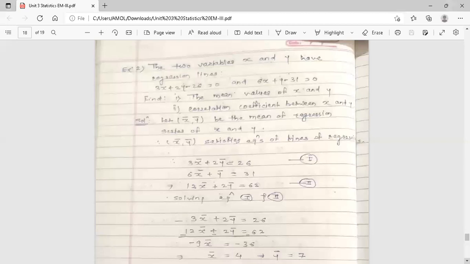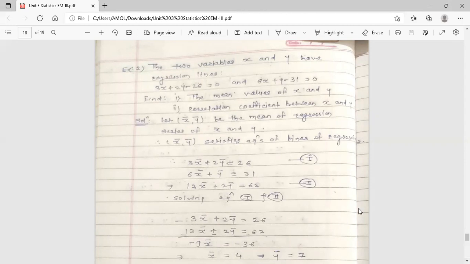See how to calculate the mean values and the coefficient of correlation from regression lines. In the previous lecture, we discussed an example where we found the regression lines from the given data. Now the case is reverse. The regression lines are given and we have to calculate the coefficient of correlation.